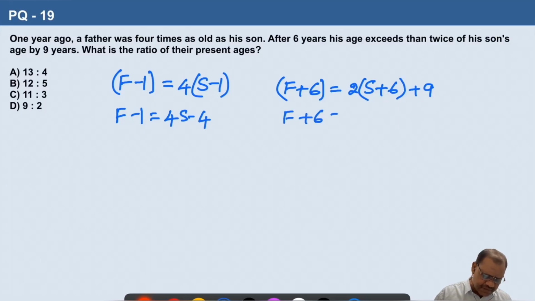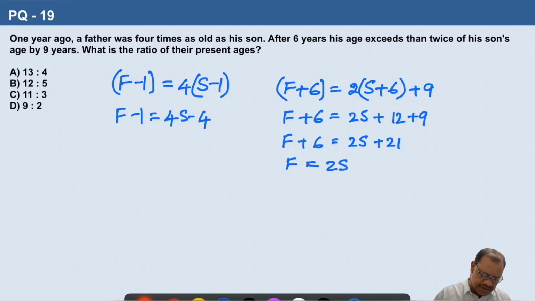F plus 6 is equal to 2s plus 12 plus 9. So f plus 6 is equal to 2s plus 21. So f is equal to 2s plus 21 minus 6, which is 15. So substitute the value of f in the first equation. So f is 2s plus 15.